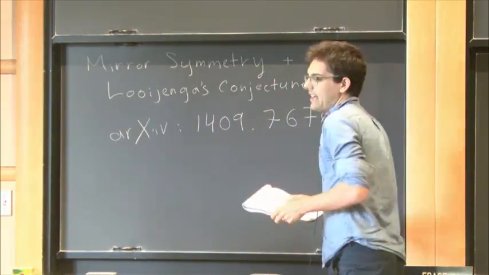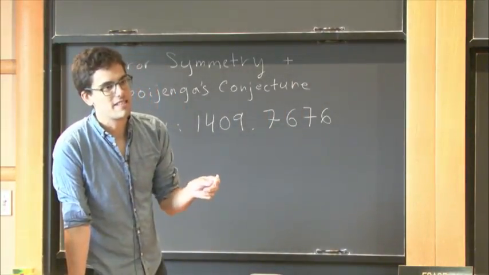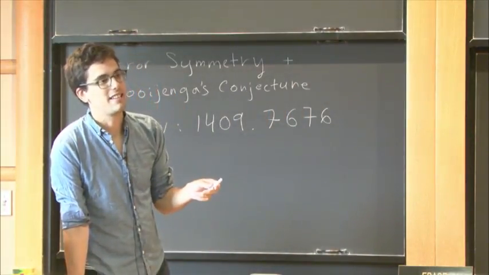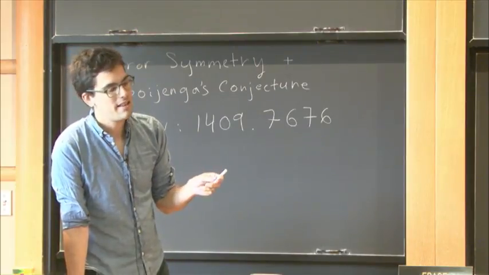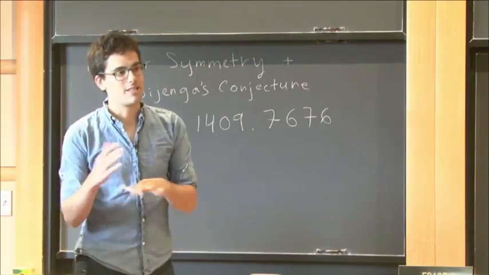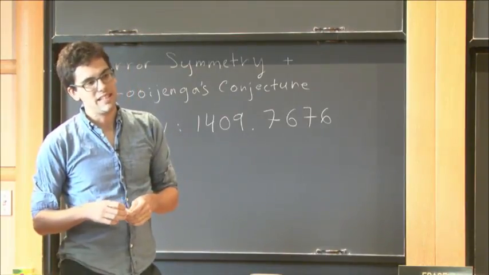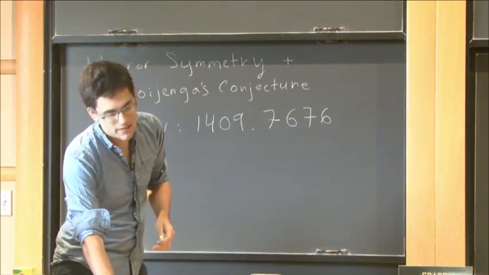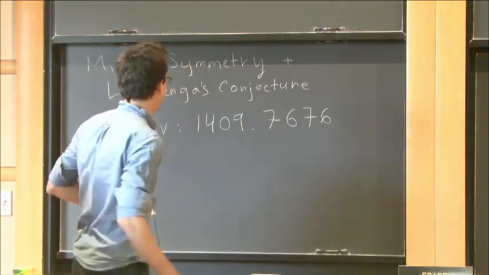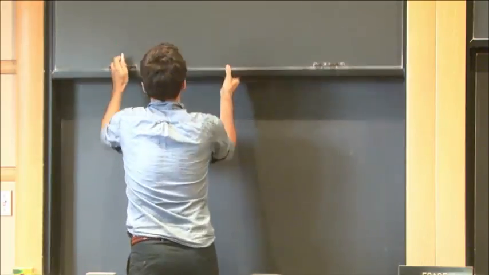1409.7676. And Looijenga's conjecture was actually proven using methods of mirror symmetry by Gross, Hacking, and Keel in 2001. And this sort of uses some more combinatorial classical methods to derive the same result. But ultimately, it's also motivated by mirror symmetry. So let's start with a little bit of background.